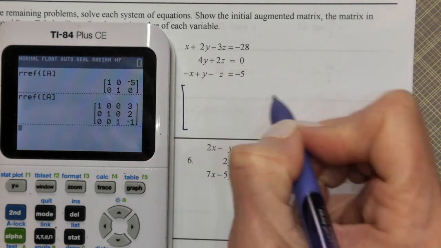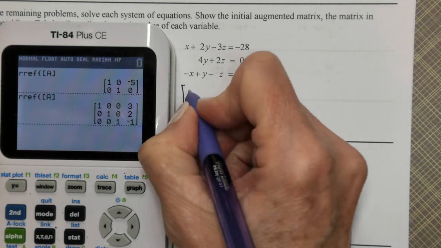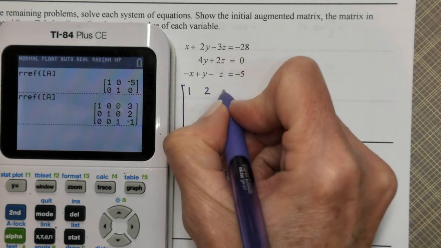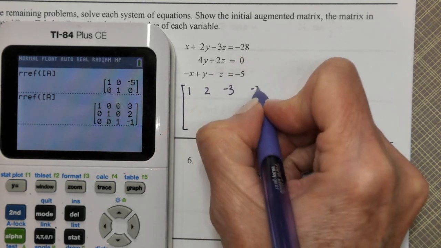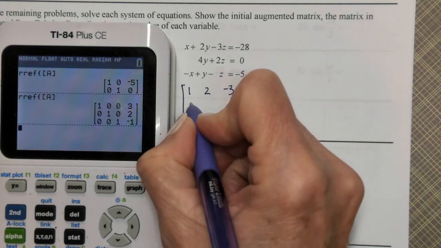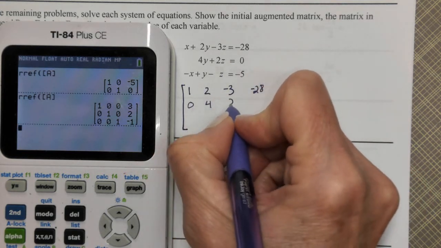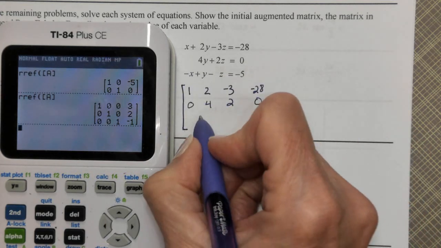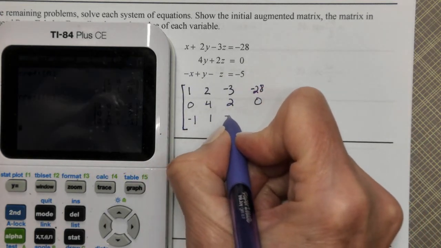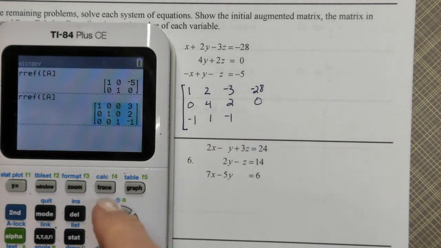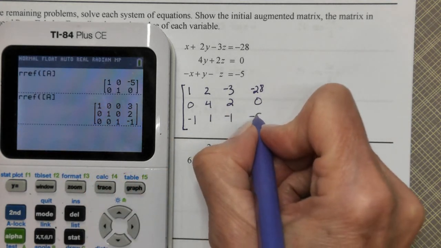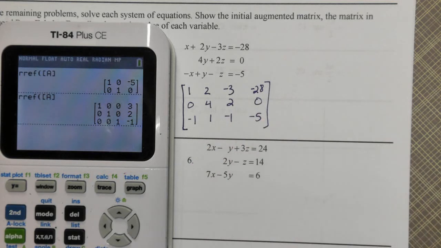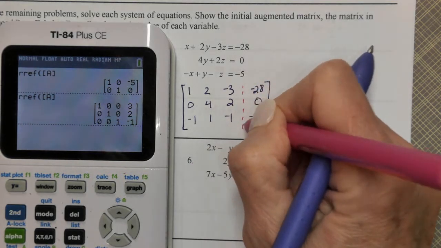I'm going to write my augmented matrix. So 1, 2, -3, -28, and then 0, 4, 2, 0. That's my second equation. And then -1, 1, -1, and -5. There's my equal to sign.